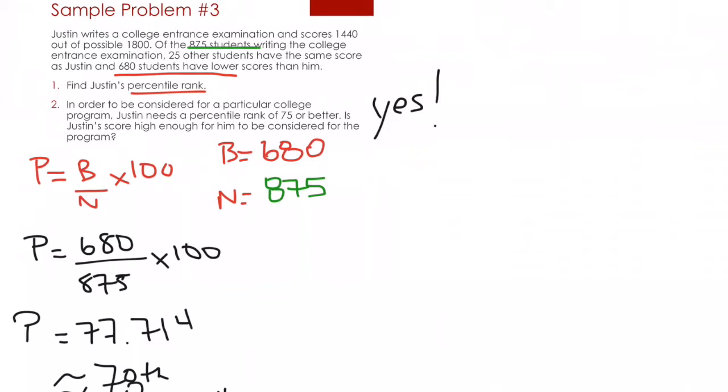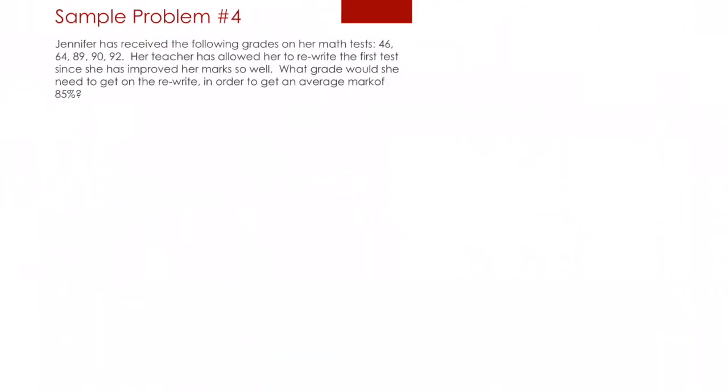Okay, and one last question that I want to share with you is where we don't necessarily know what all of the marks are. So we're missing a test mark in this question. So this is a good example of a question where we have a missing value. Okay, and if you have a missing value from your data set, you're going to do these questions a little bit differently. So if we read through the question, Jennifer has received the following grades on her math test.